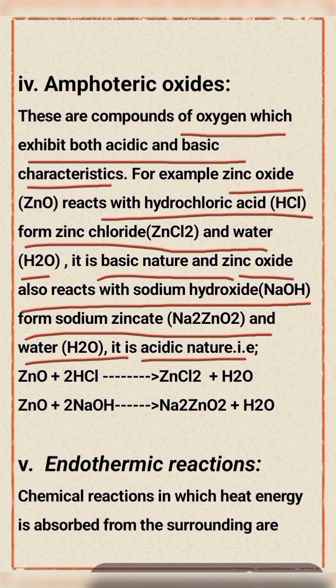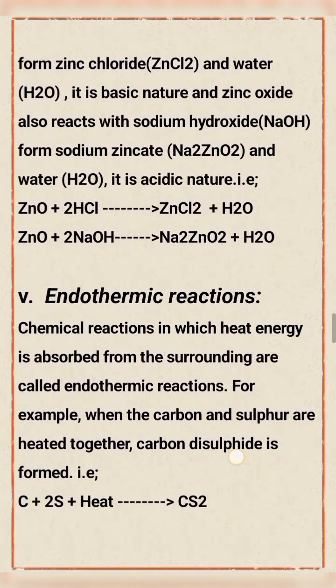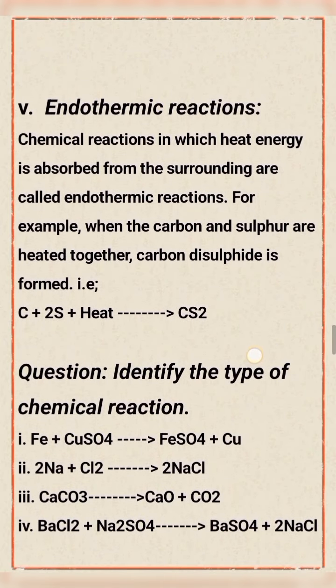That is the chemical equation: ZnO, zinc oxide, plus 2HCl, hydrochloric acid, forms zinc chloride, ZnCl2, plus water, H2O. Second part, chemical reaction: ZnO, zinc oxide, plus sodium hydroxide, 2NaOH, balancing for 2, forms complex salt Na2ZnO2 plus water, H2O. Okay. Next definition term, endothermic reaction.